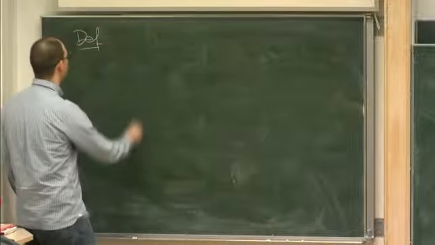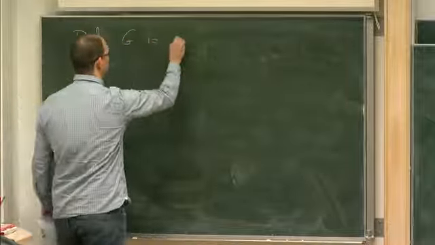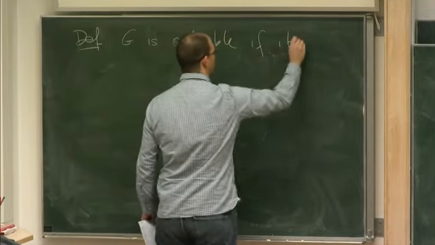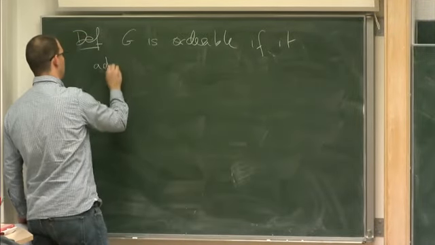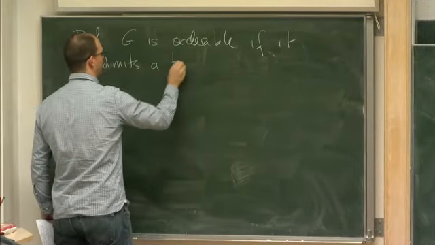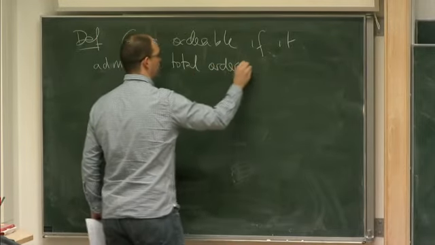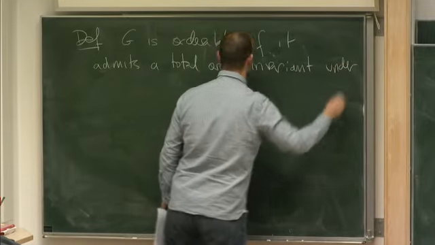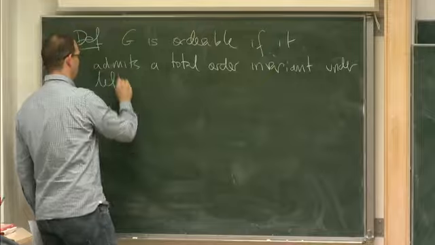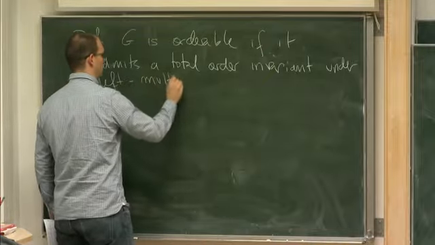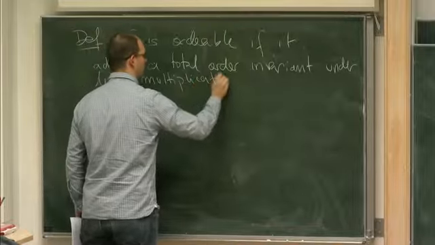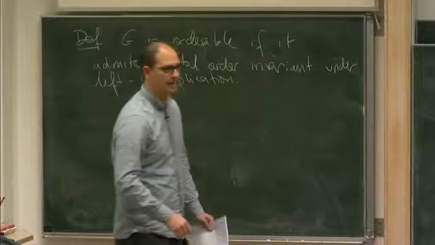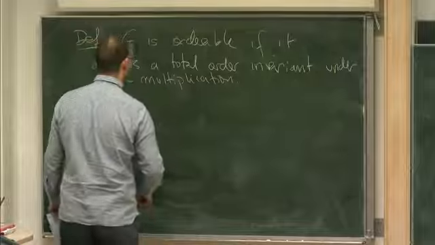What is orderability? Well, G is orderable if it admits a total order invariant under left multiplication. So really you usually call this thing left orderable, but to not be saying left all the time, I'm just going to say orderable in this talk.